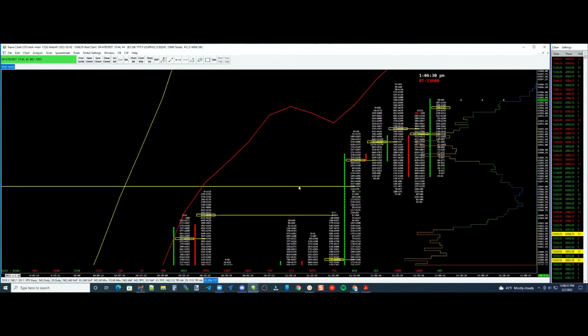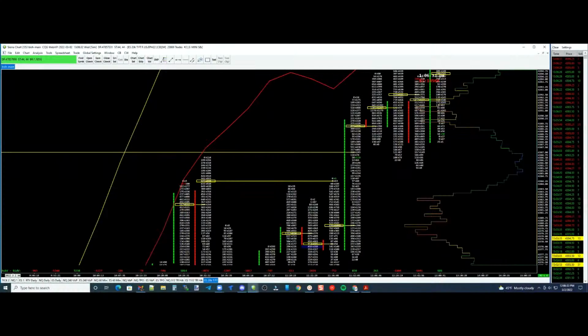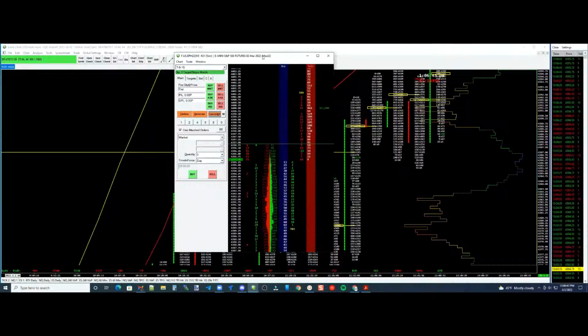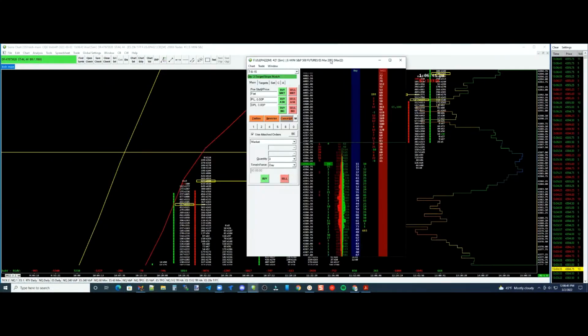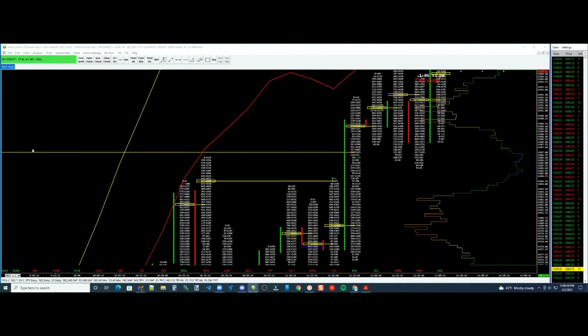We're going to go over the footprint. The footprint is my execution chart. And we're also going to go over this right here, which is my DOM. So we're going to go over the main charts that I use day in and day out to do my pre-market, and all the way through executing off of levels.